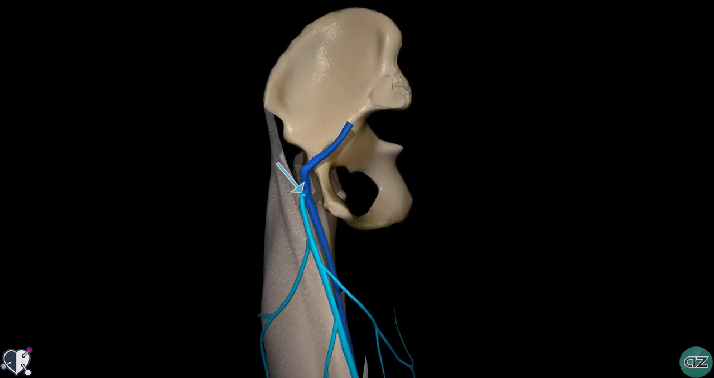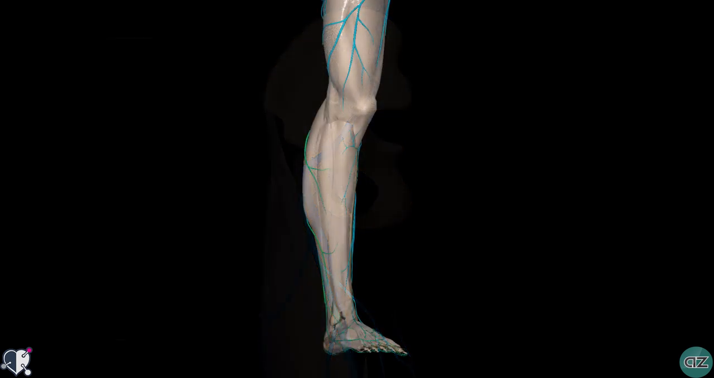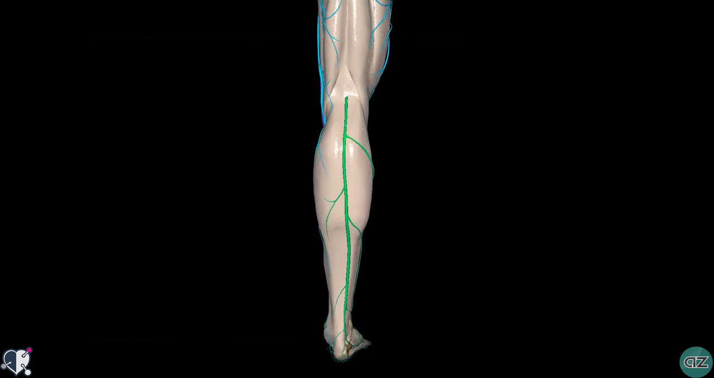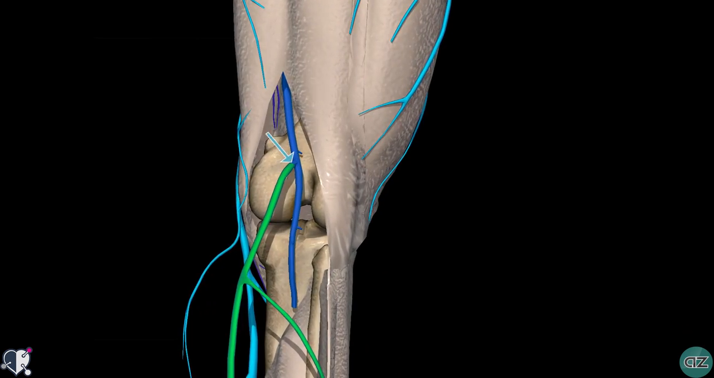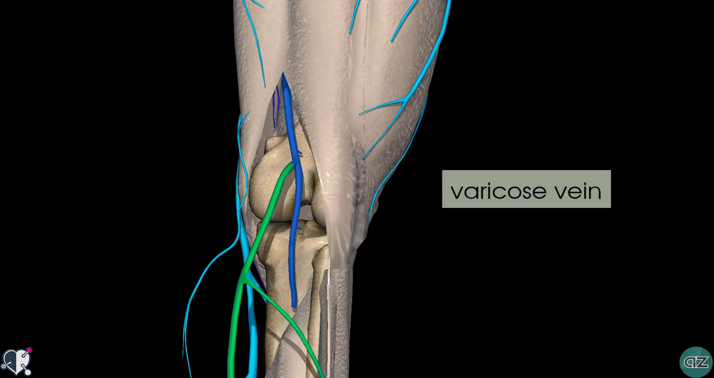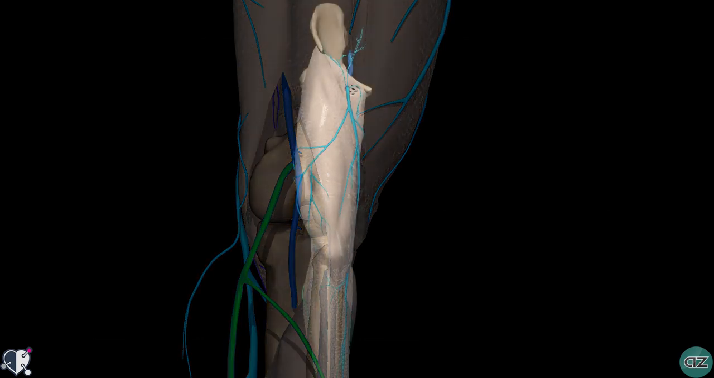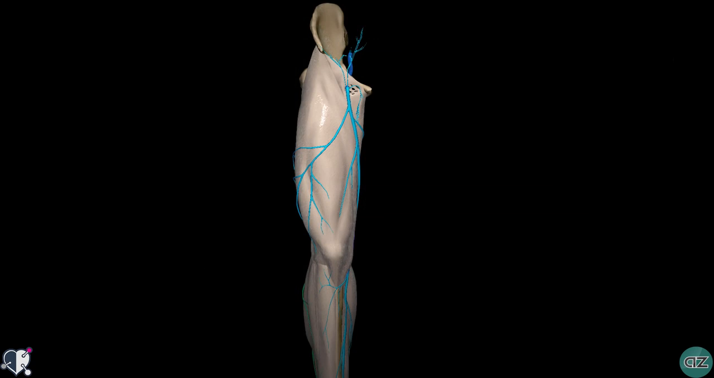So where the great saphenous vein drains into the femoral vein, you have a valve which prevents that higher pressure blood flowing back into the superficial system. And likewise, at the popliteal vein, where the small saphenous vein drains into the popliteal, you have a valve to prevent the backflow of blood into the superficial small saphenous vein. So if these valves become incompetent, the superficial veins dilate up and then take on this tortuous appearance because of this backflow of high pressure blood. This appearance is what is referred to as a varicose vein. So that's an overview of the venous system of the lower limb.